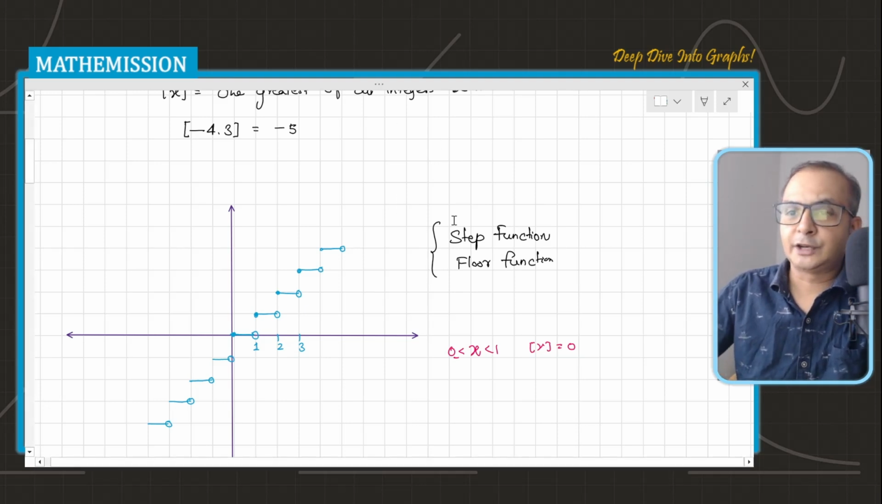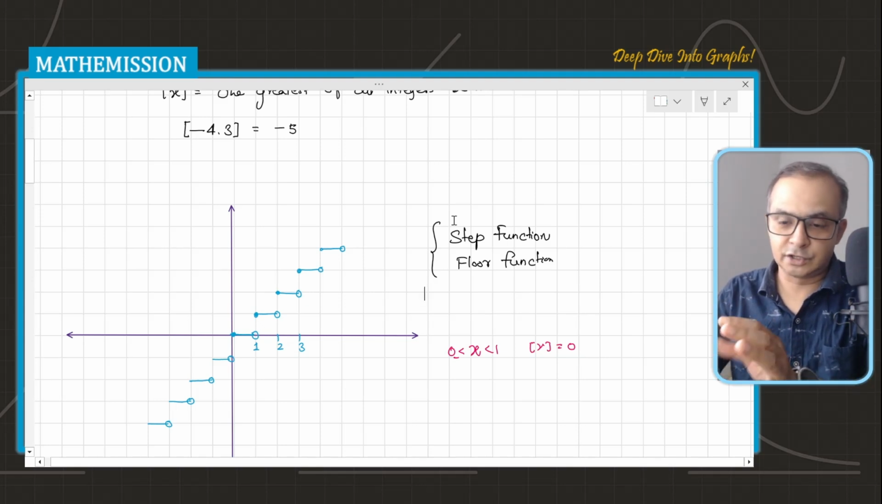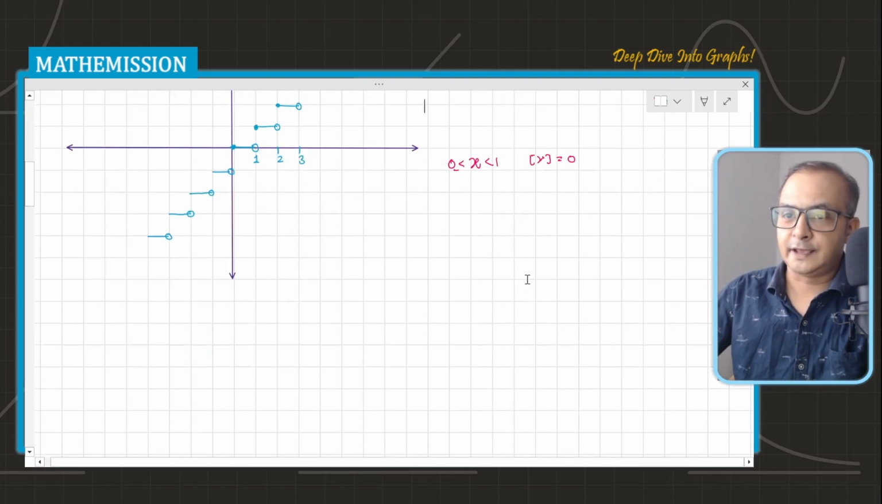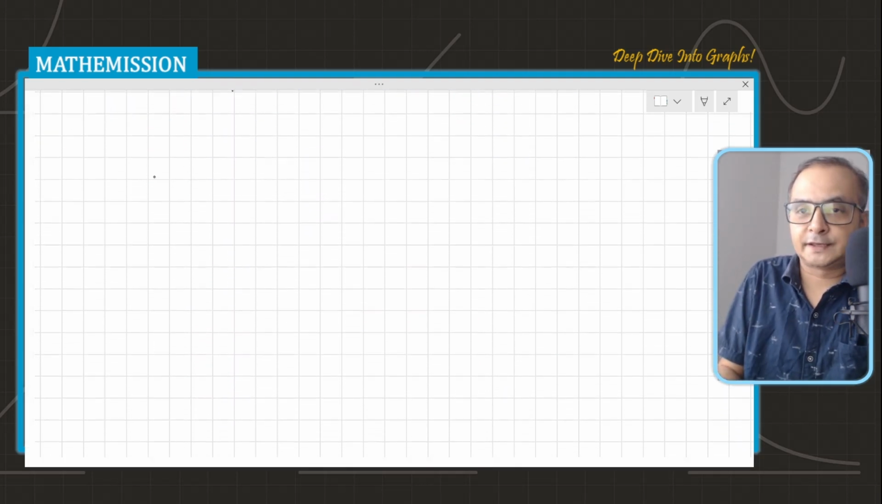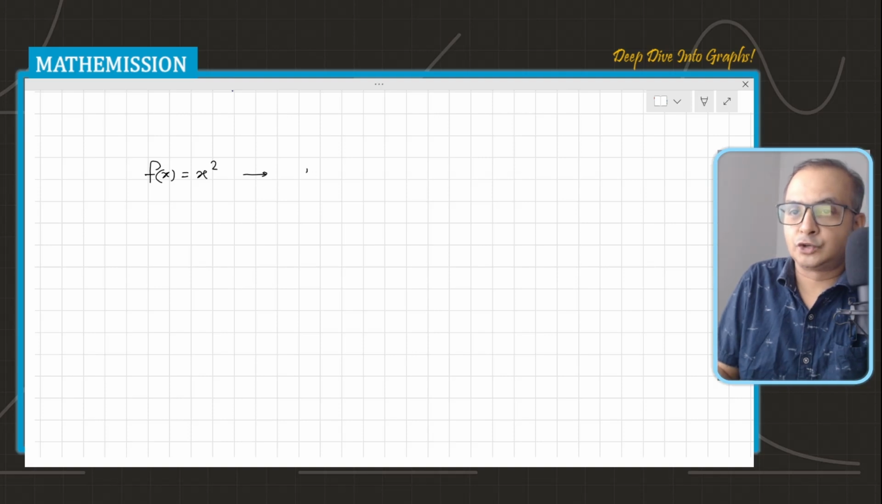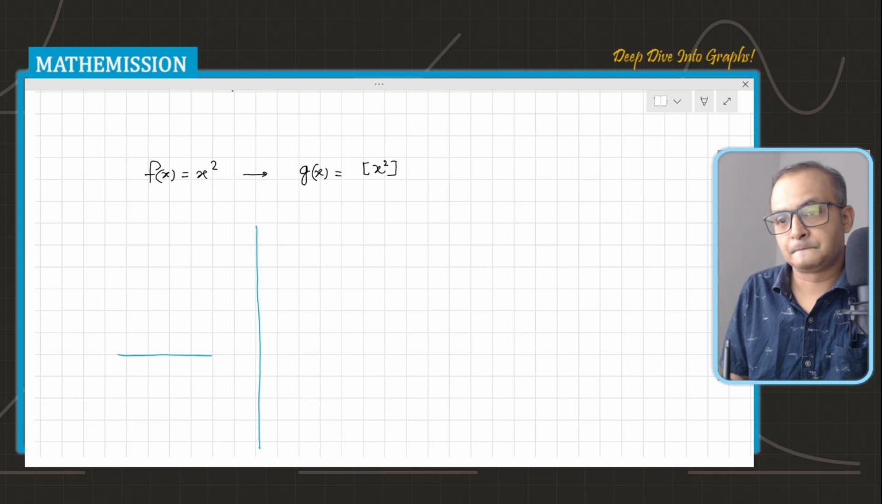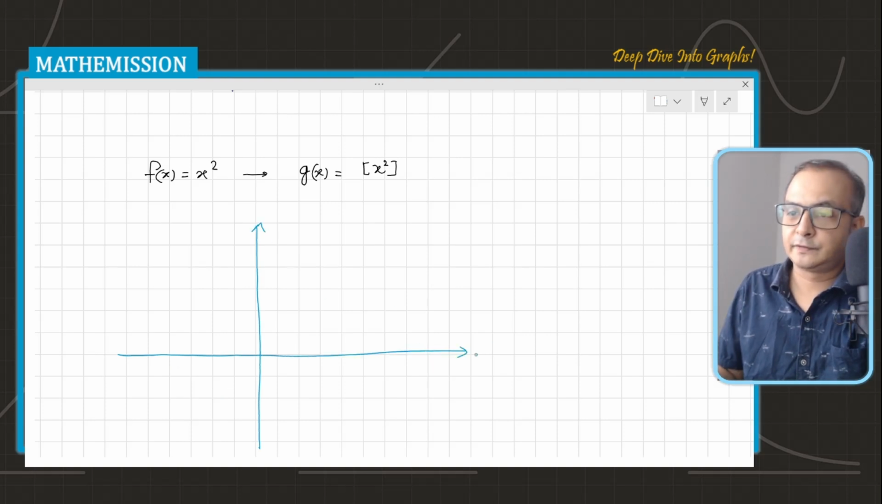All right. Now we'll try to understand whenever we are applying the greatest integer to a given function, how the graph will look. And the aim of the video is to solve some questions graphically in which the greatest integer function is involved. So let us say I have a function f(x) equal to x squared. And from there, I want to draw the graph of a new function g(x), which is the greatest integer of x squared. So how can we draw it? Let me first draw the axes. So let's say I have these two axes here.